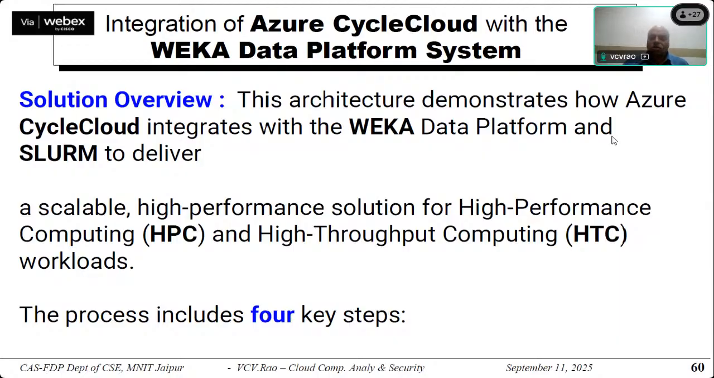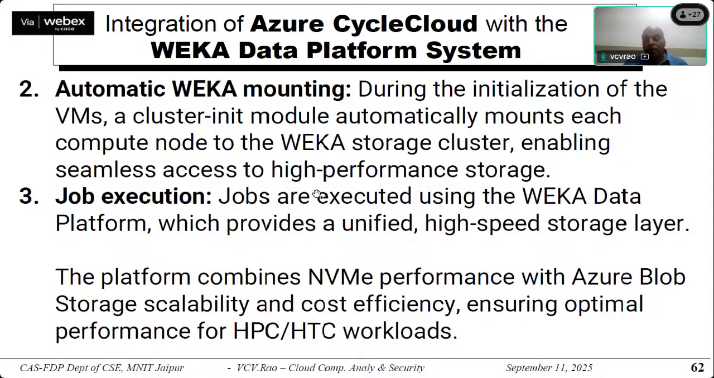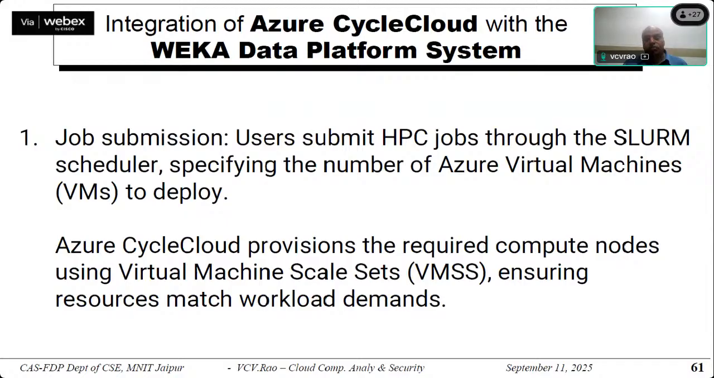Okay. So what are the key steps in CycleCloud? One is automatic VM mounting. That means when it comes to Hadoop MapReduce, first is job submission. The user submits an HPC job through the scheduler, specifying the number of Azure virtual machines to deploy. That means the user can specify how many VMs are required and it will automatically deploy them. VMs may be required for the HPC application or the high throughput computing application.